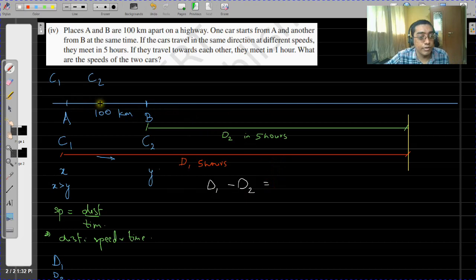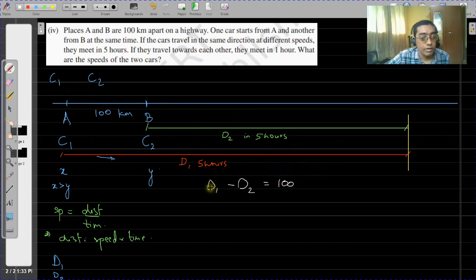And if you look carefully at the 3 lines that you can see, the blue line is the longest line. Then we have D1, which is shorter. Then we have D2, which is shortest. So D1 minus D2 will give you 100 kilometers. You can see that from the diagram that I have drawn. So I write D1 minus D2 equals 100.